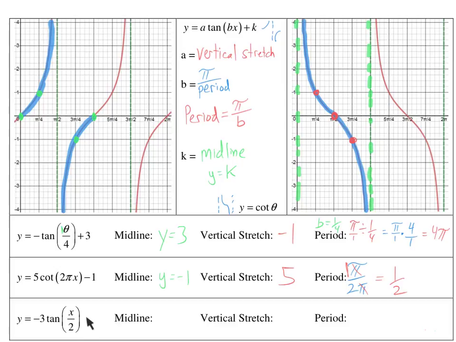Last one, your midline. Well, there's nothing added, so that would just be y equals nothing. Your vertical stretch is the number in front, so it's a negative 3. Remember, on an amplitude, you don't put the negative. And your period is related to this 1/2 right here. Don't forget there's like a 1 right there. So we're going to take pi and divide it by a 1/2. Put a 1 underneath that, might help. So that's pi times 2 over 1, which is 2 pi. So my period is 2 pi for that one right there.